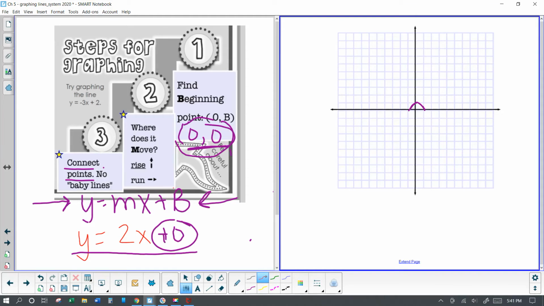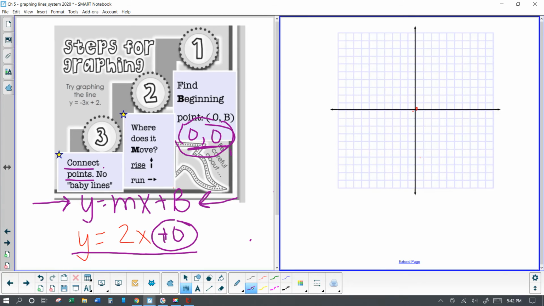Okay, let's see if it will let me just put a dot there. There we go. So that's going to be my beginning point. Then what I want to do is find my slope number.